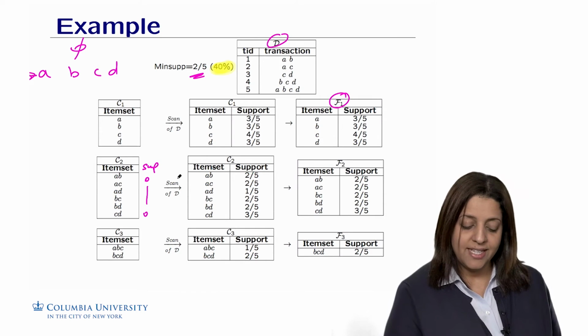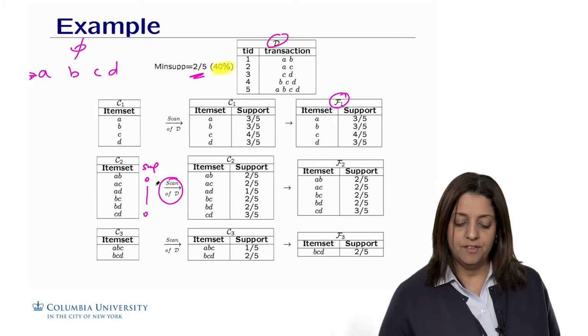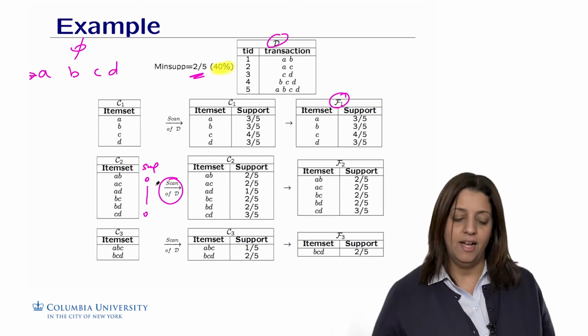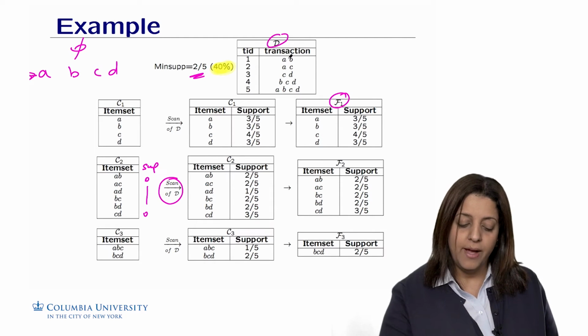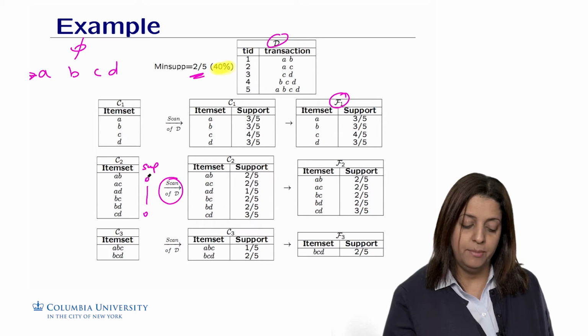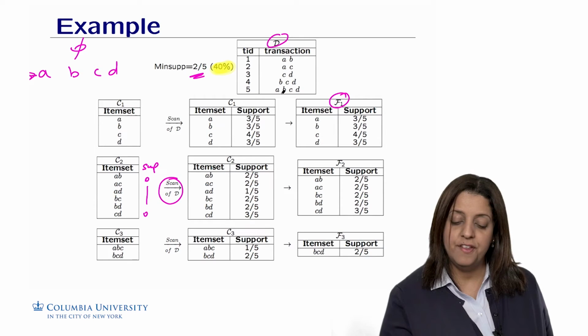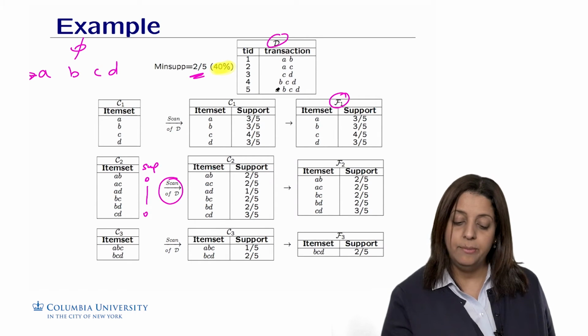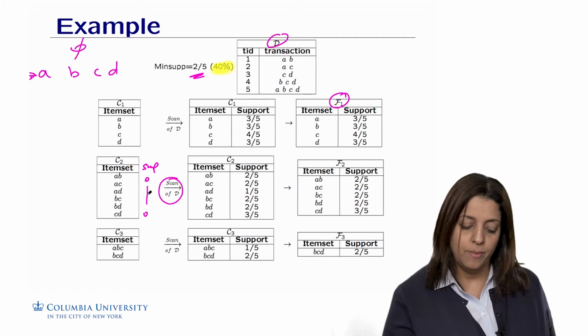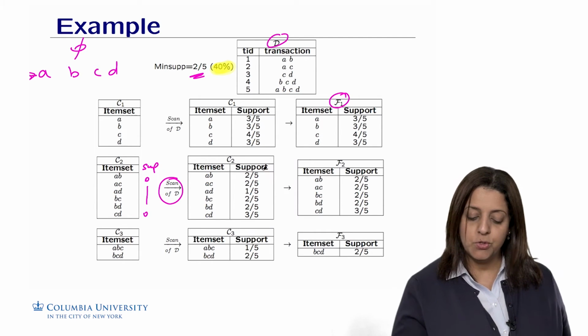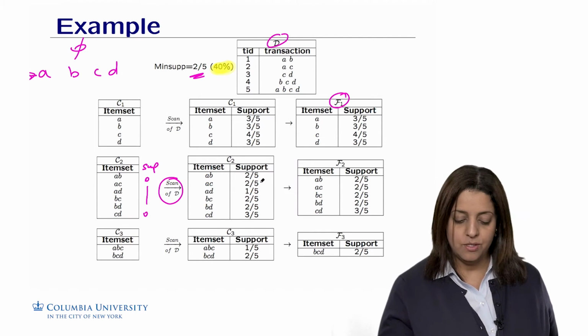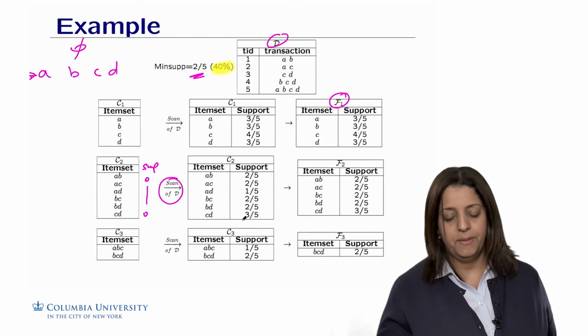I'm going to do another scan of the database to calculate the support of each of these item sets of size 2. So AB contains the item set AB, so I'm going to increase AB to 1. For example, the fifth transaction ABCD, we are going to increase AB, AC, BC, BD, etc. by 1. So we end up with the support of the candidates of size 2 being 2/5, 2, 1, 2, 2, 2, and 3. All right.